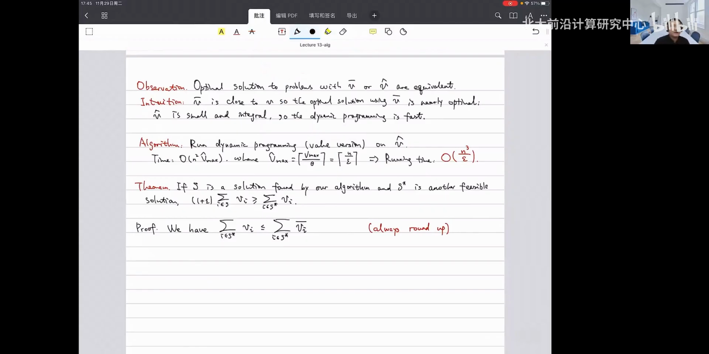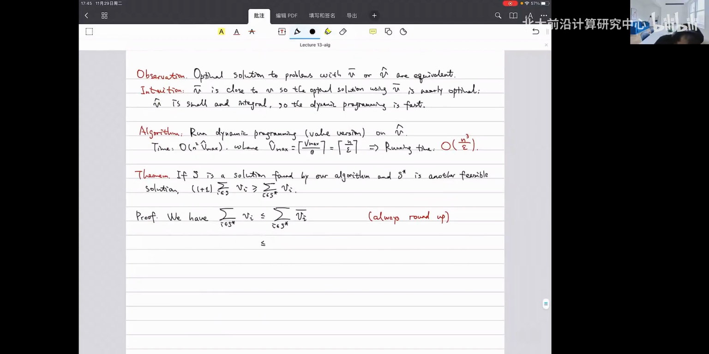After knowing this, we then know that this is going to be smaller than the sum over i in S of bar Vi, because we are talking about the optimal solution here. We solve the rounded instance optimally. Okay, so this is the second inequality that we use here.